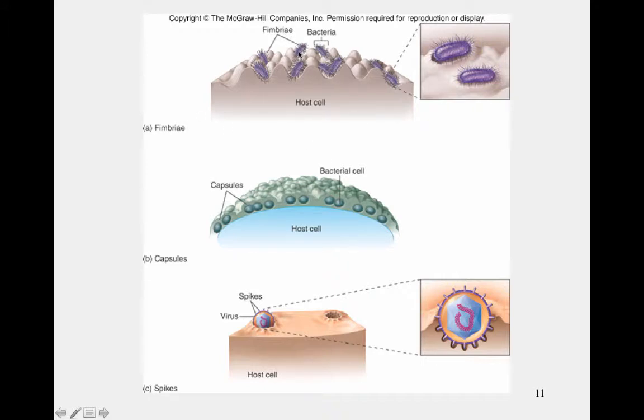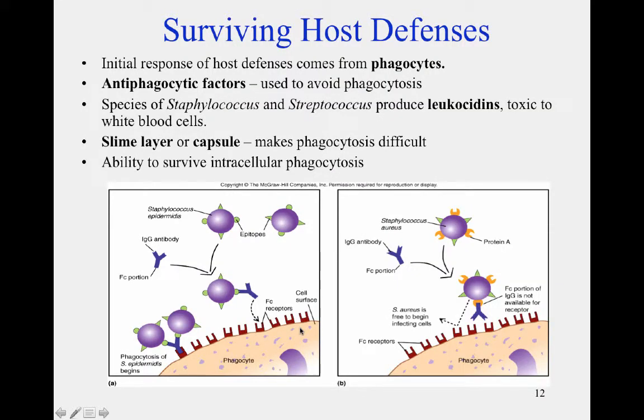The fimbriae attaching to, let's say, an intestinal epithelial cell wall, or the capsule attaching to the same surface. Or in the case of a virus, we can add spikes to that list. So the glycoprotein spikes that you see on the surface of the protein capsid of any virus can be used to bind to unique receptors on the host cell to actually gain entry into that host cell.